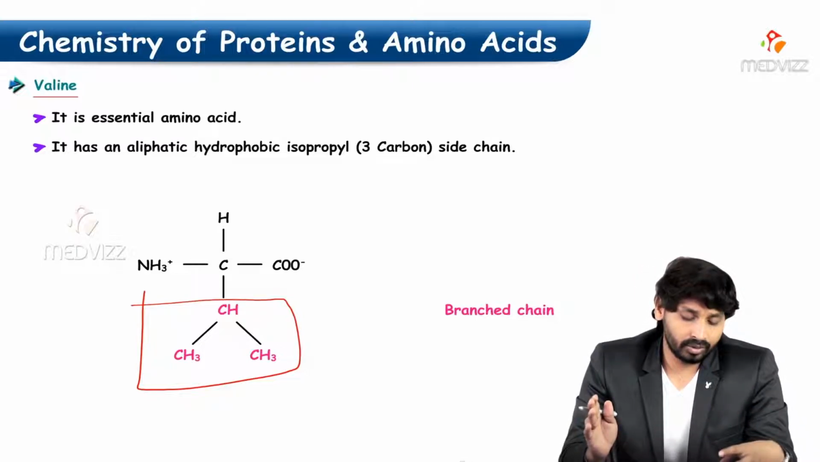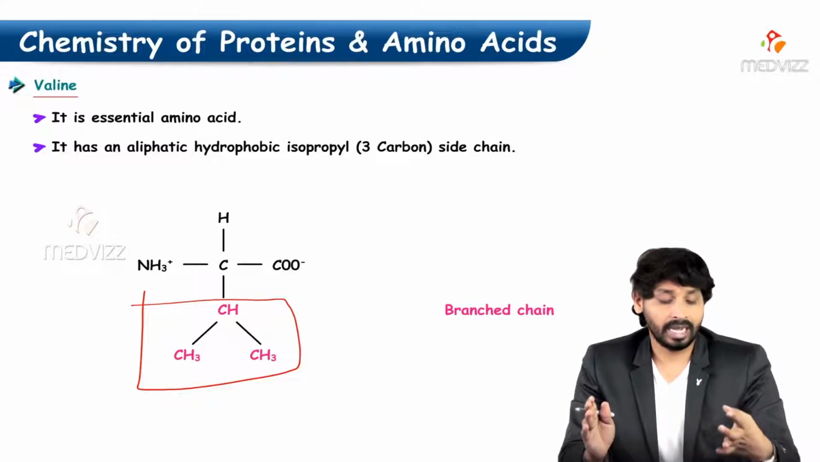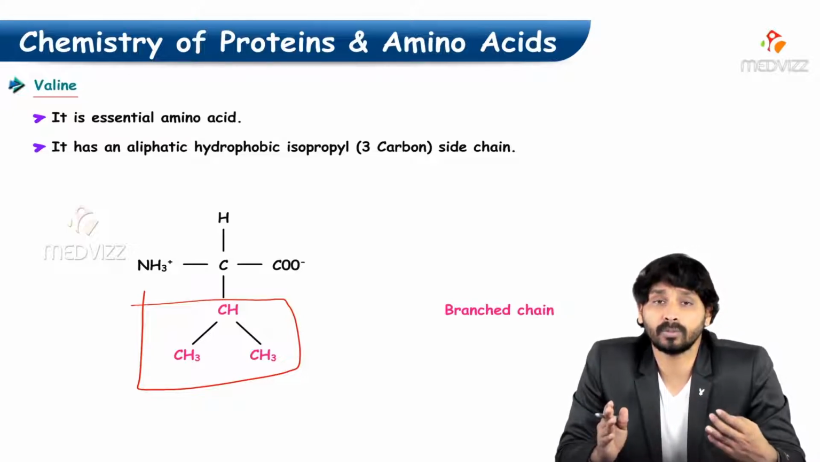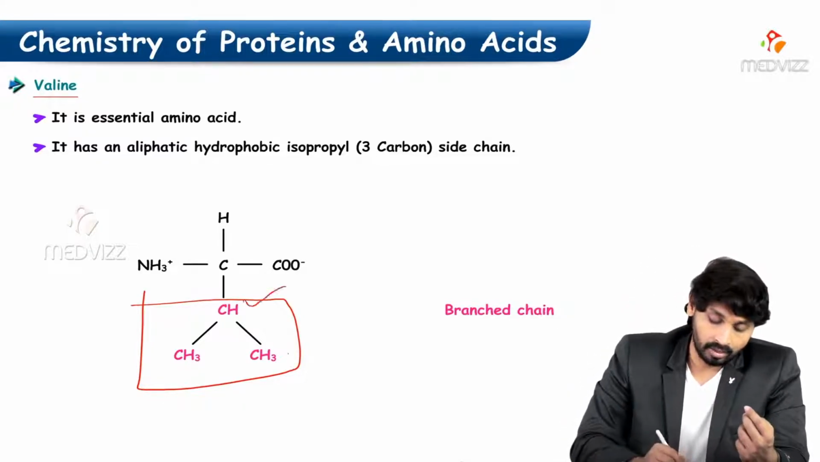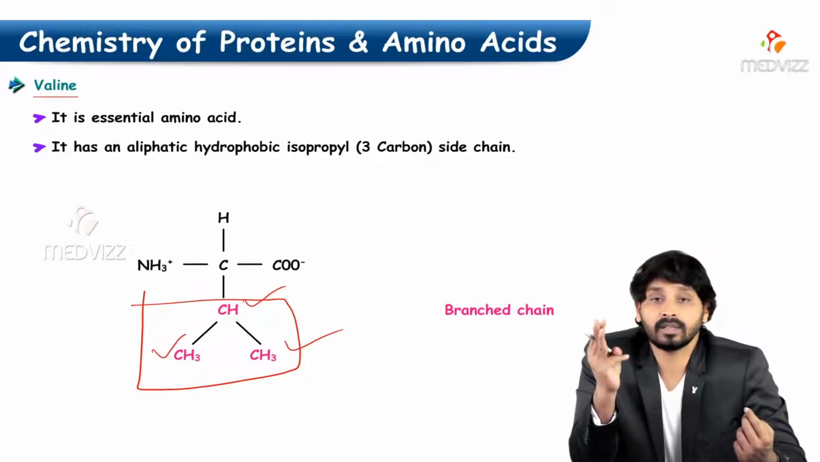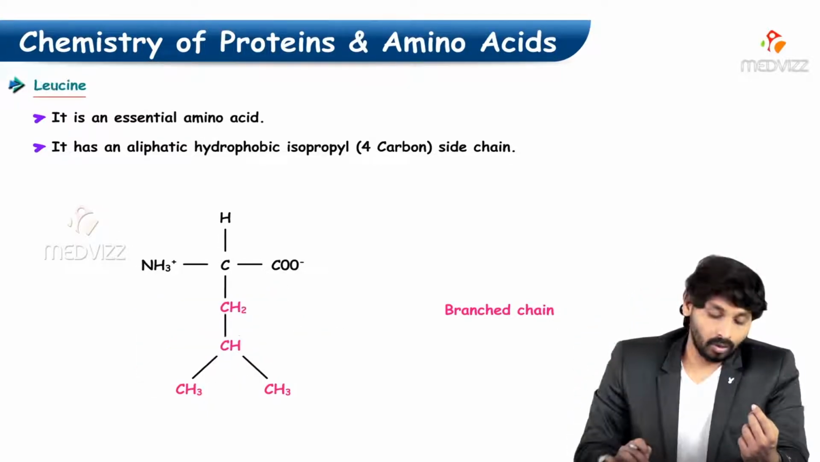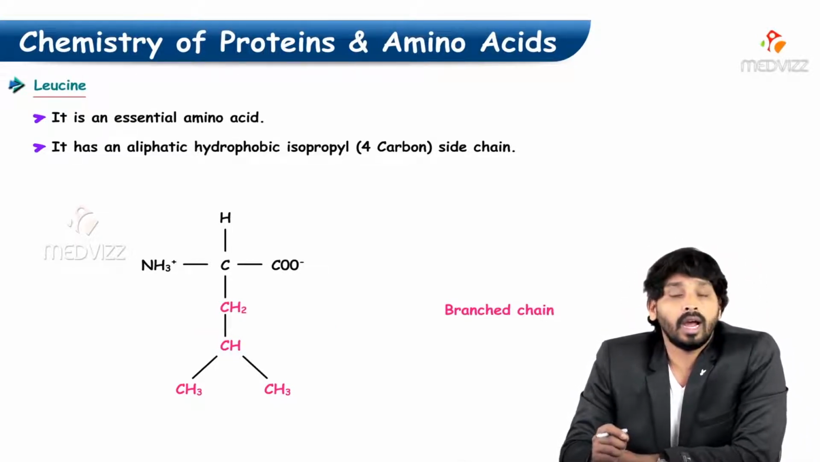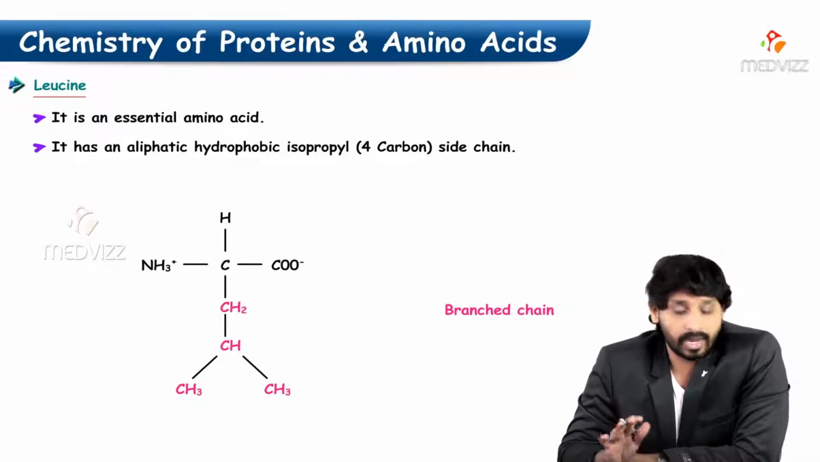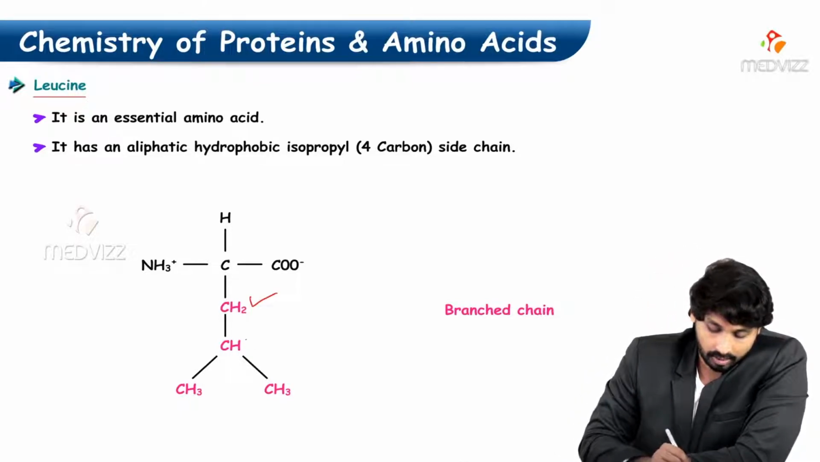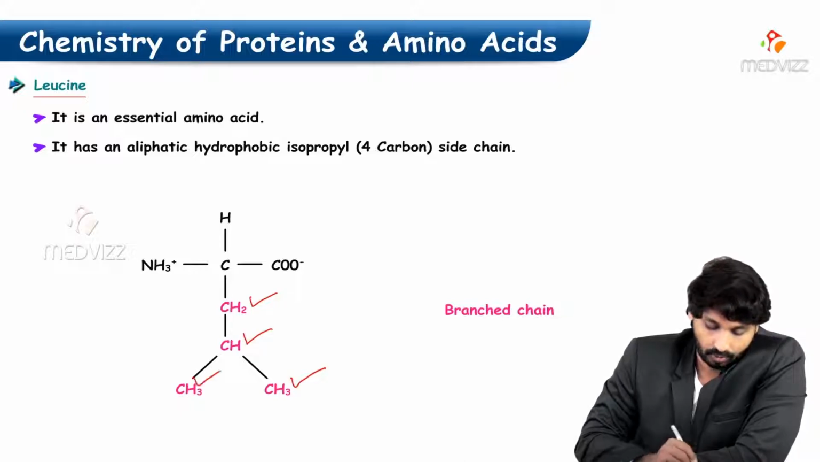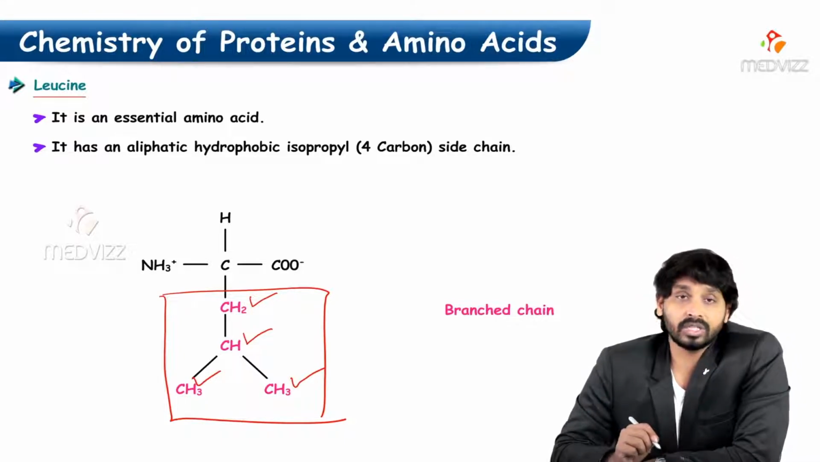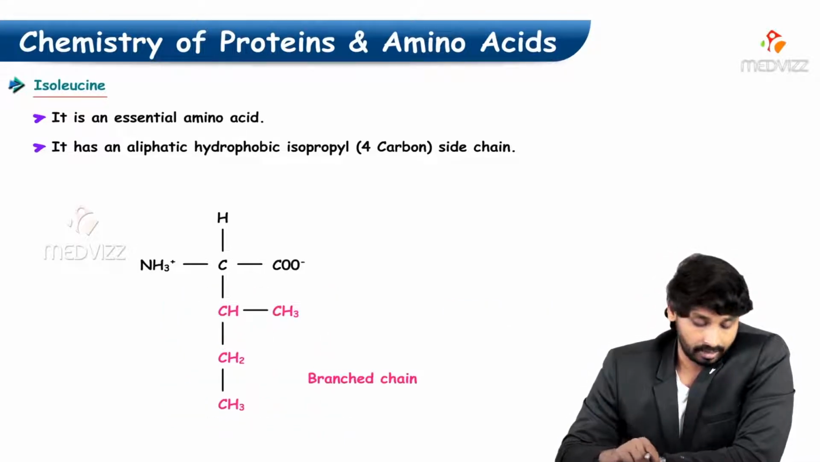Chemically, it has an aliphatic hydrophobic isopropyl side chain, 3 carbons. 1, 2, 3: 3 carbons are attached in a branch form. Coming to leucine, leucine is also an essential amino acid like valine, and it has 4 carbons attached. 1, 2, 3, 4, which are all arranged in branches of a tree. So leucine also comes under branched chain amino acids.